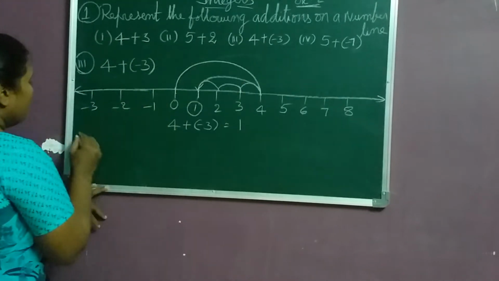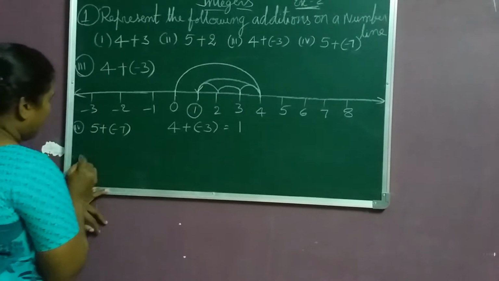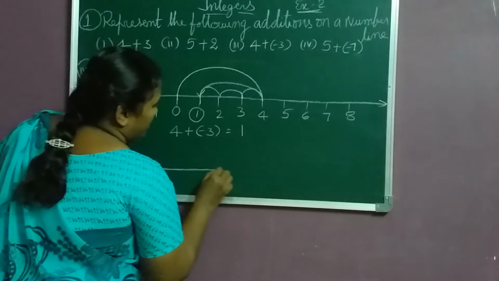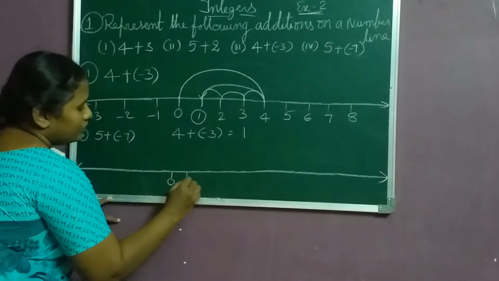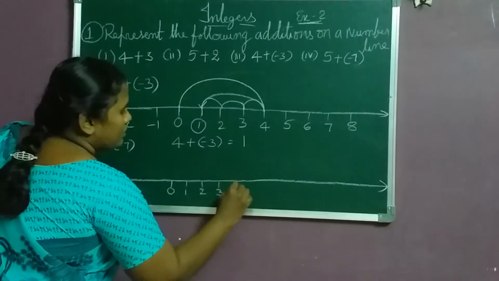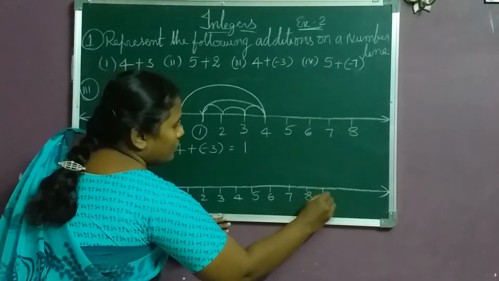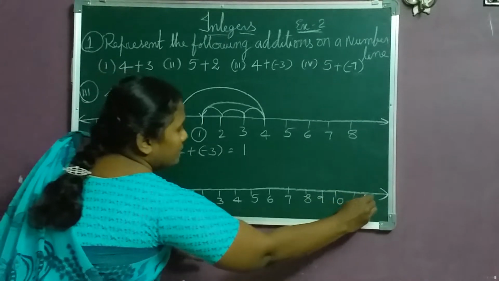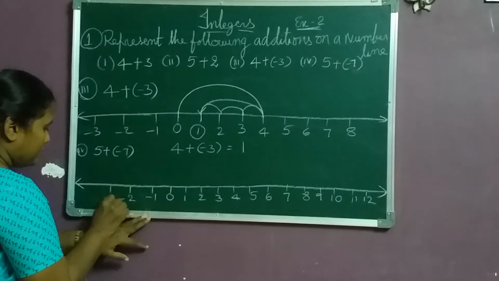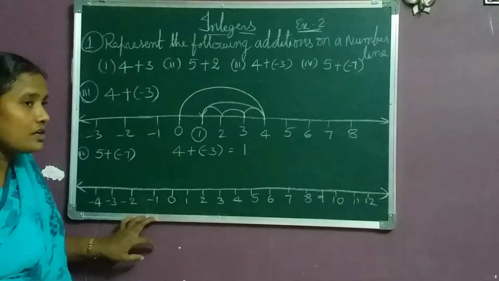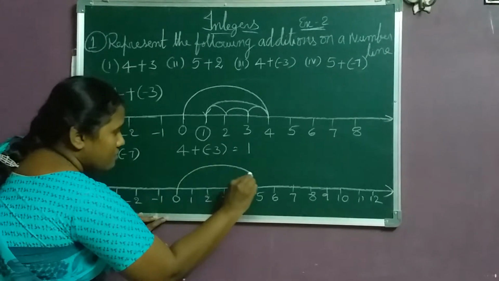Next, fourth problem. Fourth problem is 5 plus minus 7. Take the number line. 0, 1, 2, 3, 4, 5, 6, 7, 8, 9, 10, 11, 12. Here, minus 1, minus 2, minus 3, minus 4. First, you should draw 5. 5 is there.